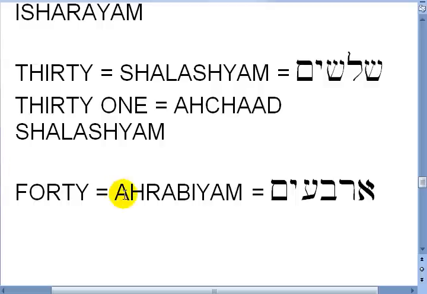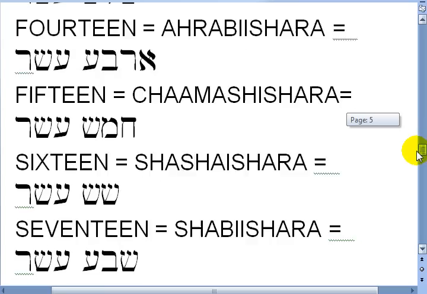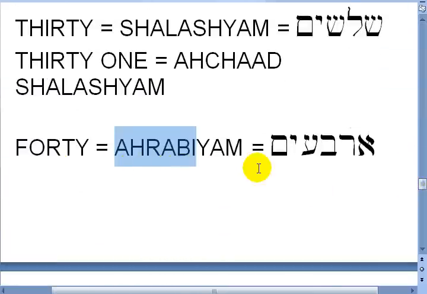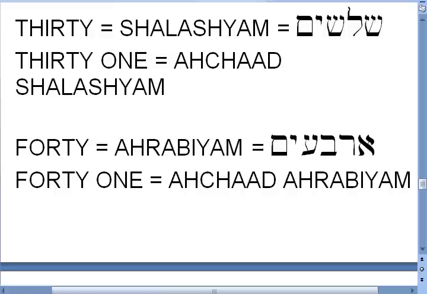Same thing here. This is 40. Arabai is number 4. Go back up to the top. Number 4 is what? Arabai. Now what do we have down here for 40? Arabayim, which makes it plural, makes it 40. If you want to do 41, what you do is Akkad, which is number 1, Arabayim, which makes it 40. So Akkad Arabayim is 41. Shanya Arabayim is 42. Shalash Arabayim is 43. Arabai Arabayim is 44. So on and so forth.